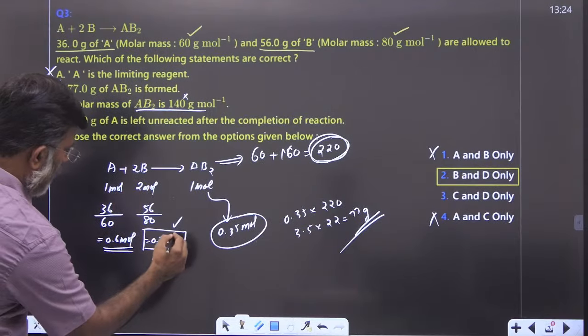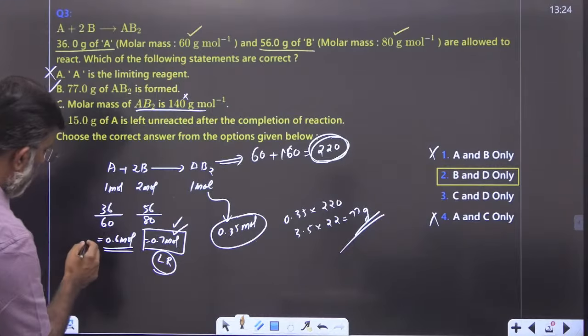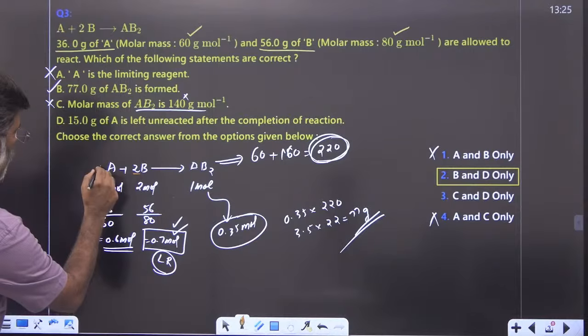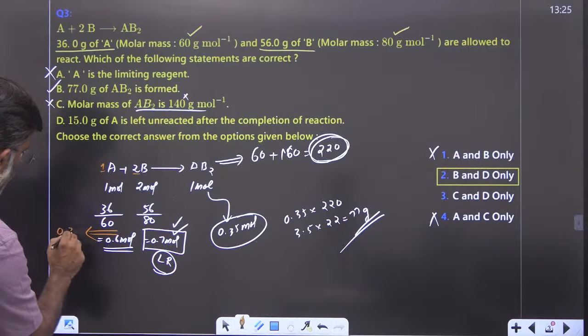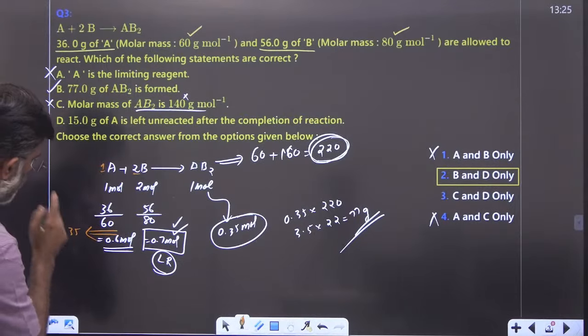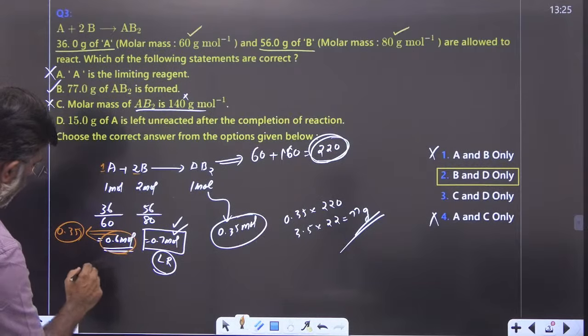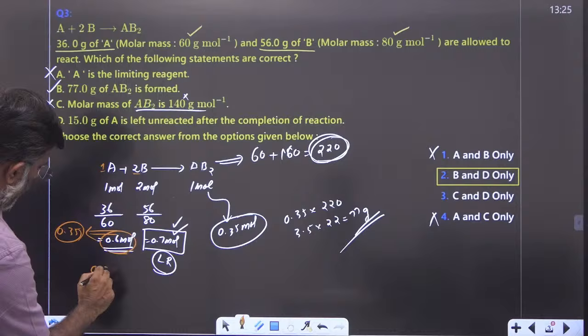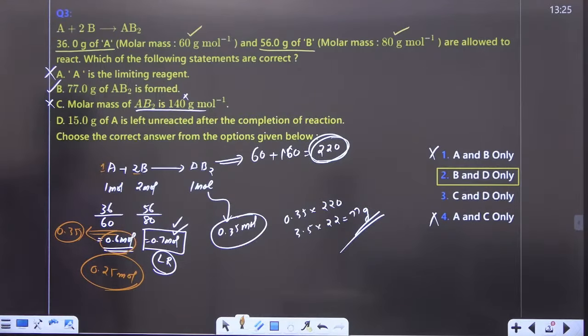B reacting is 0.7, therefore A reacting will be, you see, 2 mole, 1 mole. So A reacted will be half of this, 0.35. So how much A remaining? Taken 0.6, reacted 0.35. So remaining will be 0.25. 0.25 mole A remaining. 0.25 ശരിയല്ലേ? Yes.